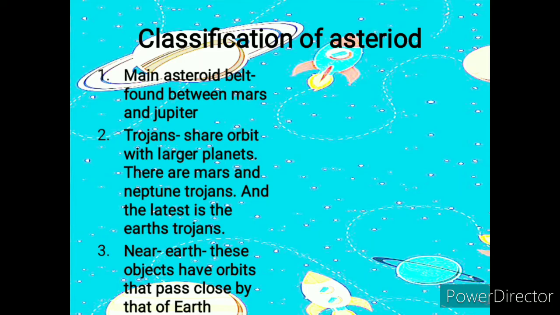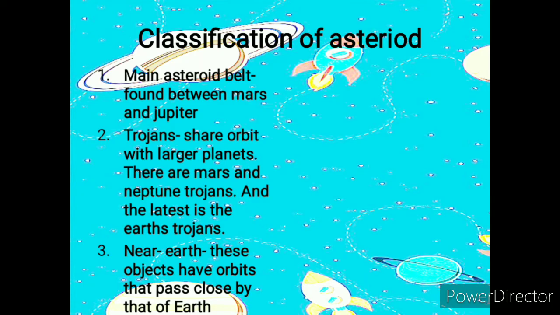So, when we say Trojans, they also share the orbit with larger planets. So, what planets have these Trojans? Mars has Trojans, Neptune has Trojans, and the latest discovery is that Earth also has its Trojans. Again, when we say Trojans, these are the asteroids that are on the same orbit as the bigger planet.